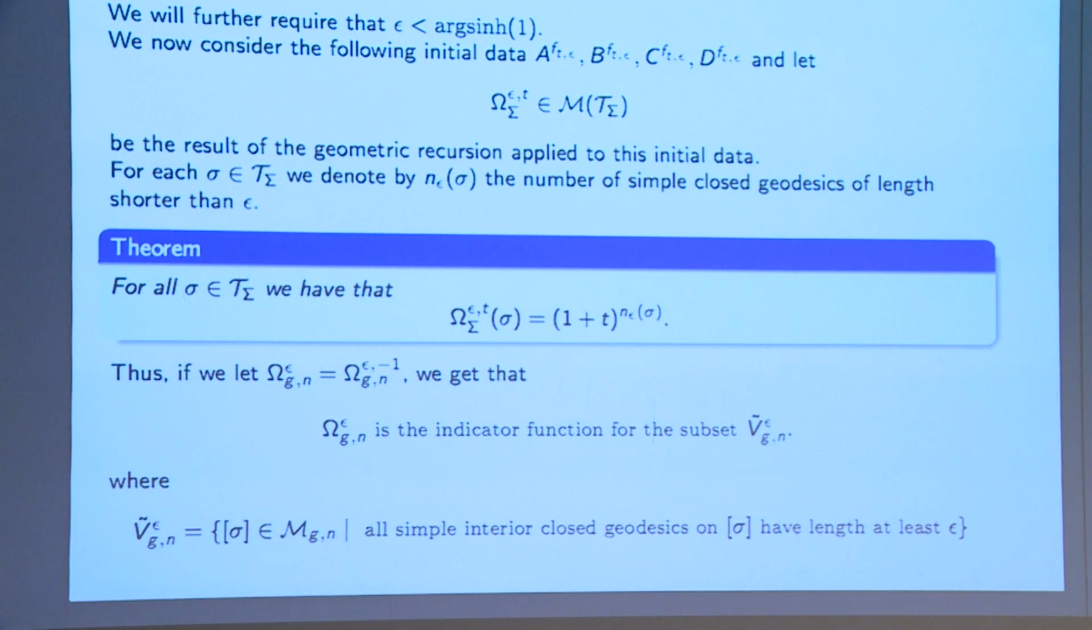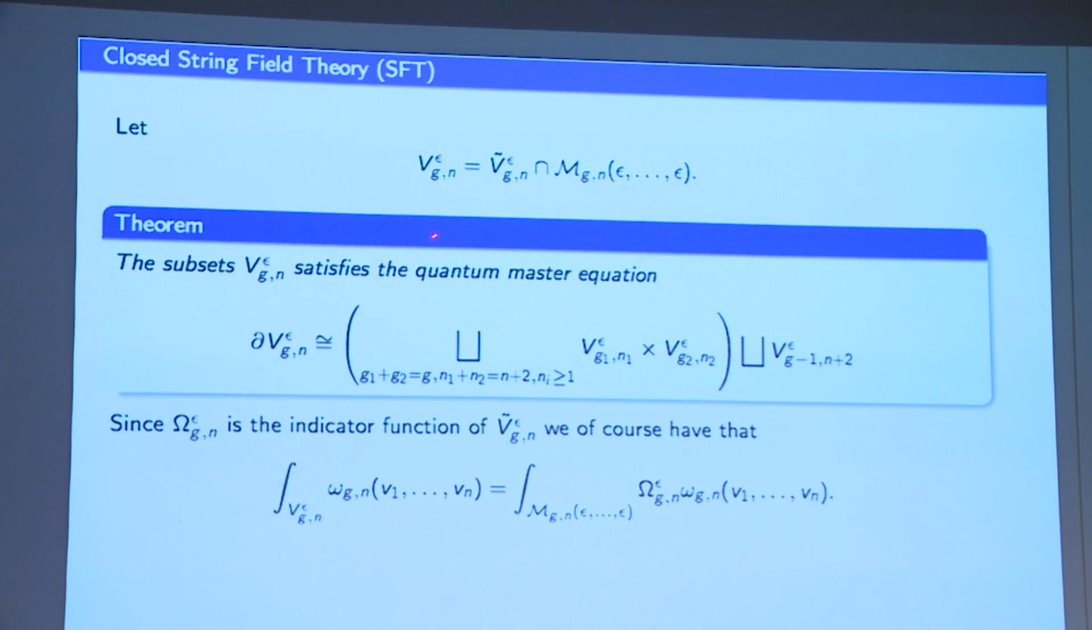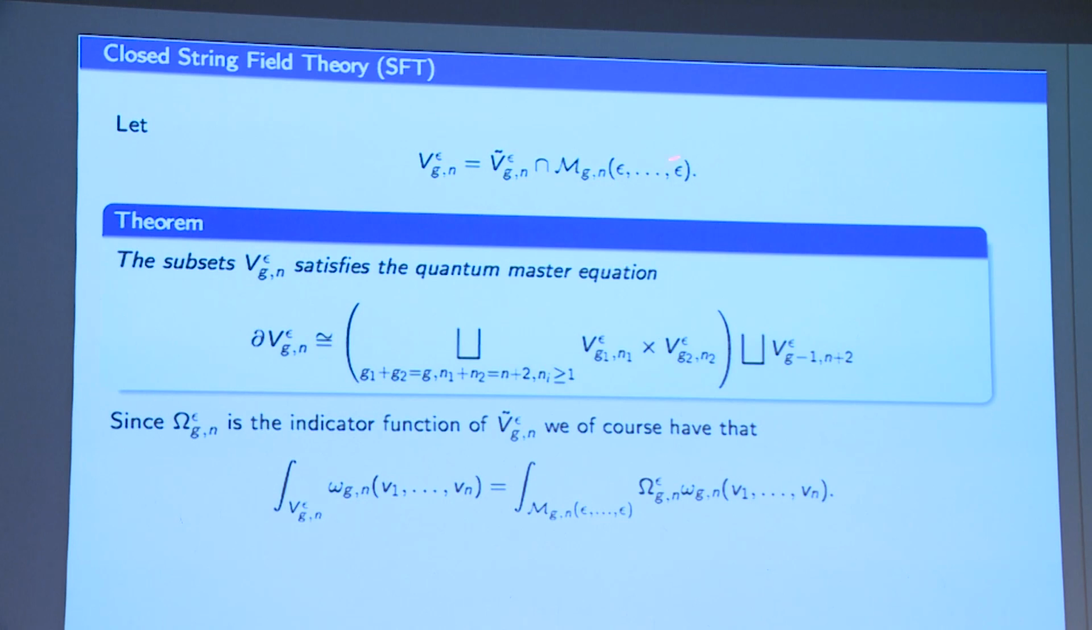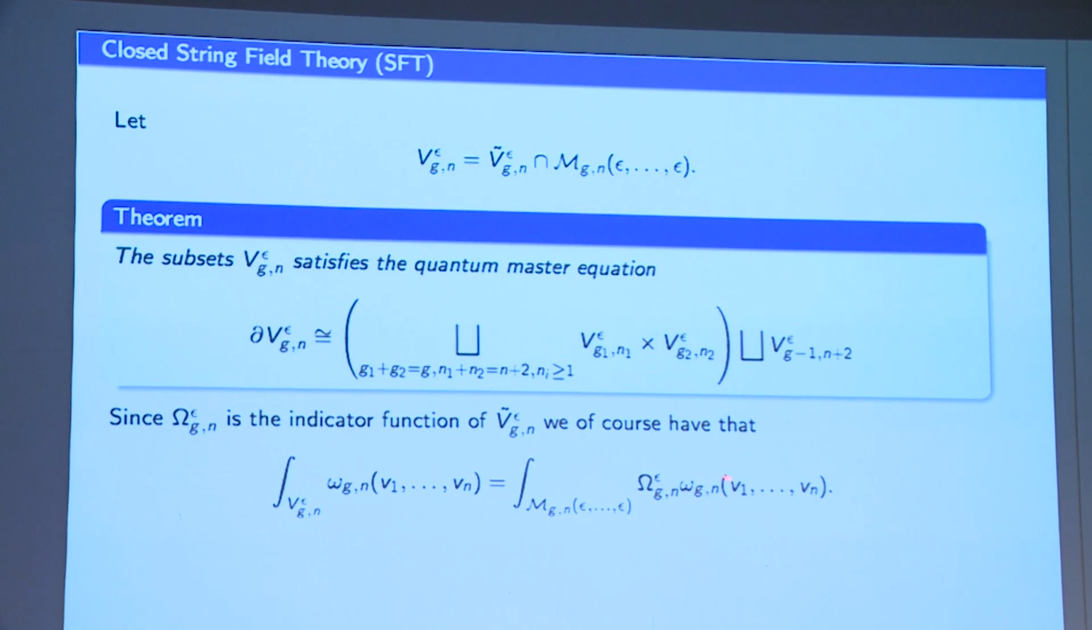And so if you analyze this function and look at its derivative in a distributional sense, you will exactly see that it bounds these sets here. If you take this set and require that all the boundaries also have length epsilon, then these sets exactly satisfy the quantum master equation. So that of course tells you that if you want to do this integral here, you just take and multiply this guy onto these forms and integrate over the whole space.